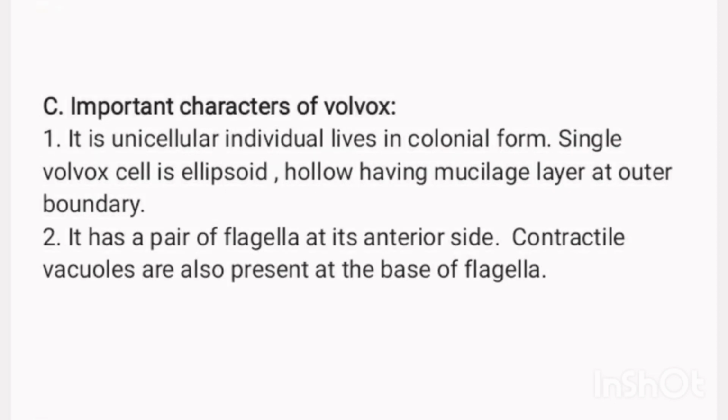C. Important characters of volvox. 1. It is unicellular individual lives in colonial form. Single volvox cell is ellipsoid, hollow having mucilage layer at outer boundary. 2. It has a pair of flagella at its anterior side. Contractile vacuoles are also present at the base of flagella.